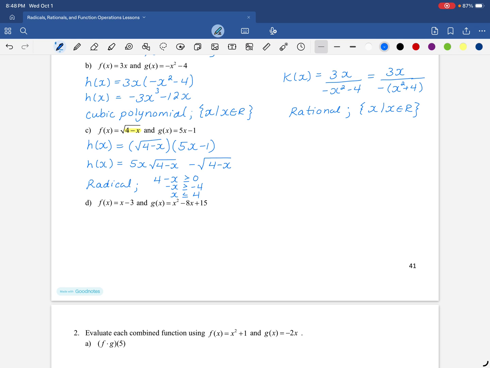Okay, now let's create function k. So k of x is going to equal function f, which is the square root of 4 take away x, over function g, which of course is 5x take away 1.